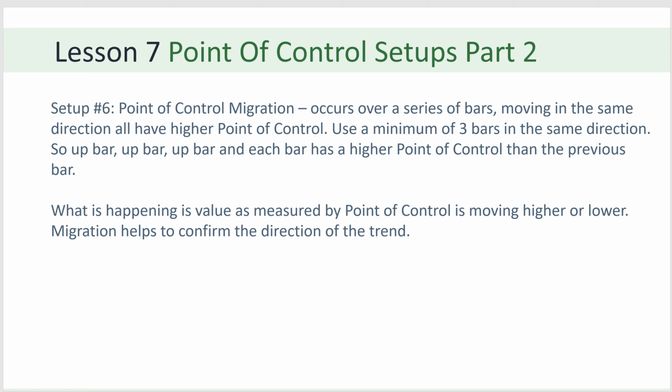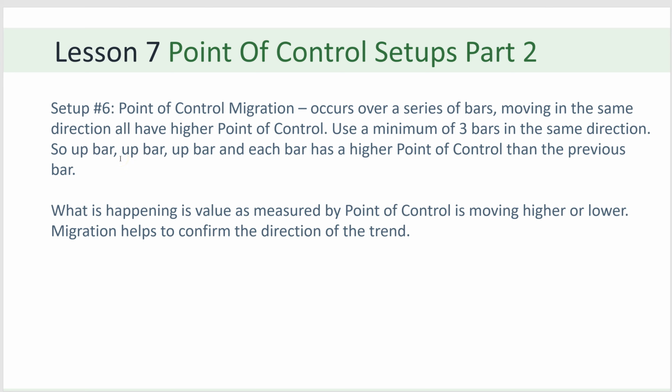Now, what you want to see in point of control migration occurs over a series of bars moving in the same direction, all with a higher point of control. Use a minimum of 3 bars in the same direction. Up bar, up bar, up bar. Each bar has a higher point of control than the previous bar. I don't want to say it's a 4-bar setup because the first bar should technically be a down bar, but that should be obvious. Basically, you're looking for higher point of controls.